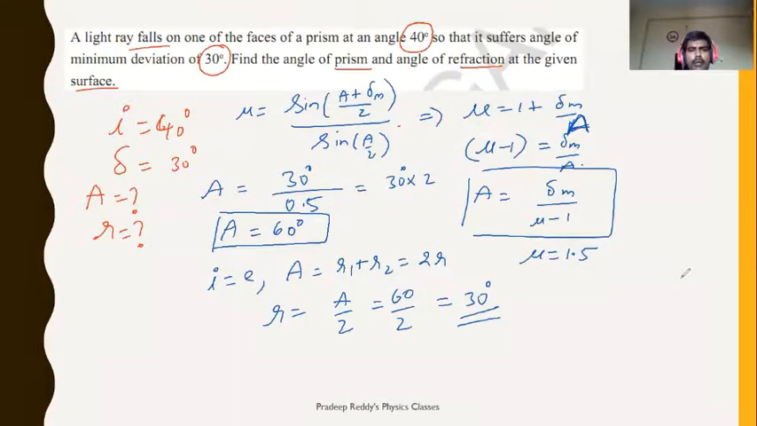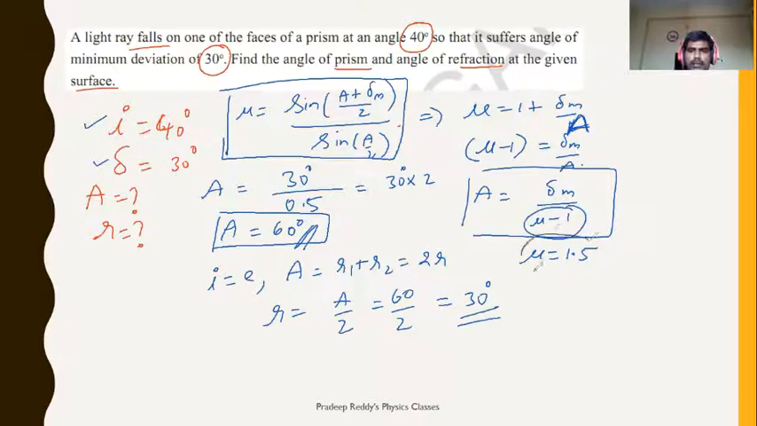Students, in this particular problem, it is mentioned I and delta, and you are supposed to find out A and R. Using this refractive index formula, we have solved it. We have got A is equal to 60 degrees. And in order to get 60 degrees, we took one approximation over here. What is that approximation? Mu is equal to 1.5. But it is not mentioned in the problem. So generally, by default, prism has refractive index 1.5. That is the reason why I took 1.5 as refractive index of the prism, and substituting here, I got A is equal to 60.